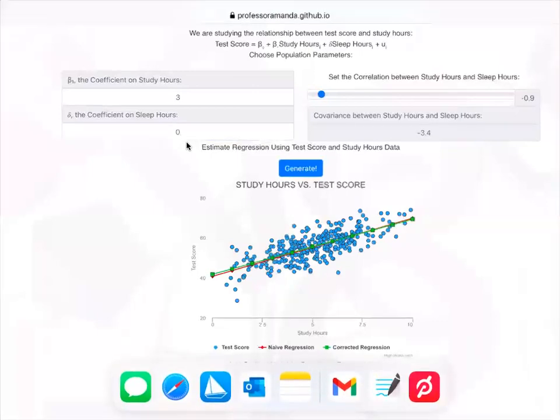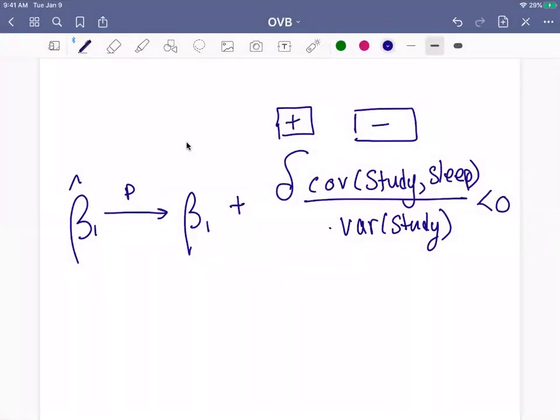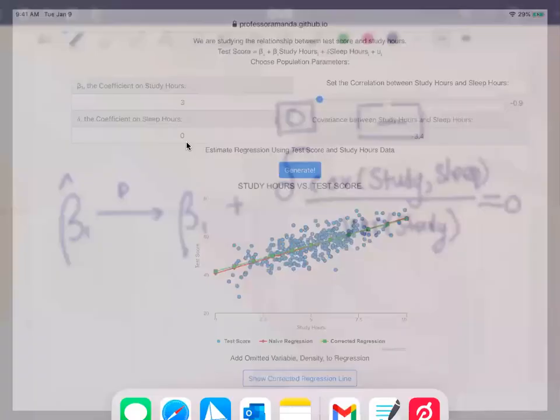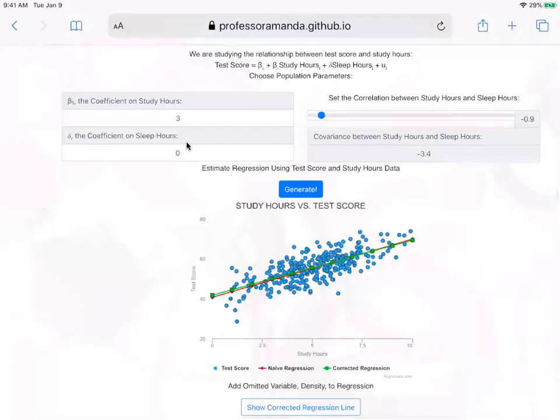And we can come back to our omitted variable bias equation and recall what would happen. The correlation here between sleep and study, we had a negative correlation, but what we just did is we changed the delta to be 0. 0 times a negative is going to give rise to 0 omitted variable bias, which is exactly what we saw here. Even if sleep and study are negatively correlated, if sleep doesn't affect test scores, then omitting it from the regression doesn't result in omitted variable bias.